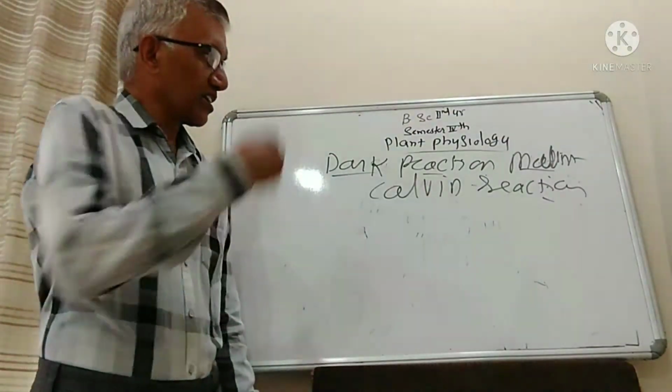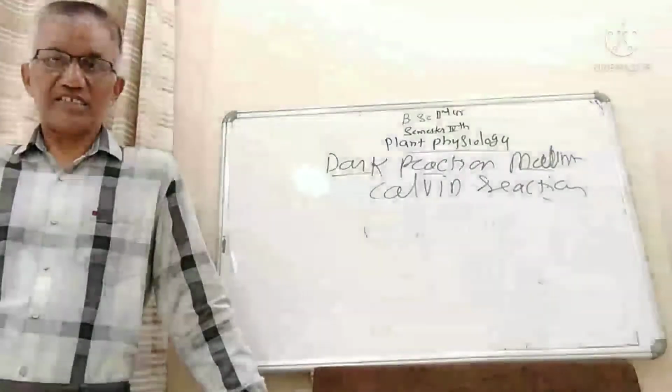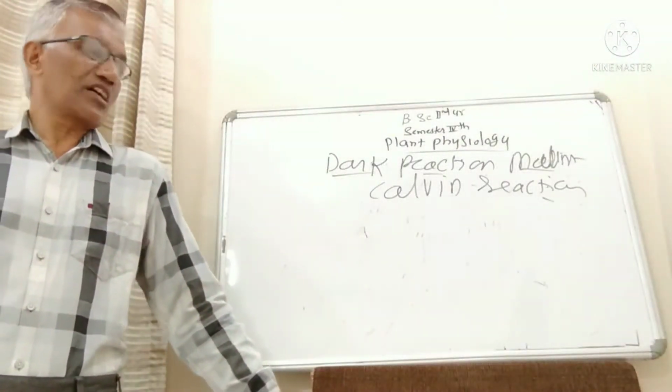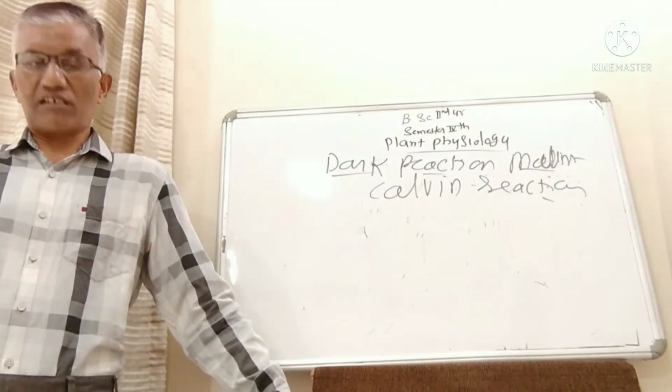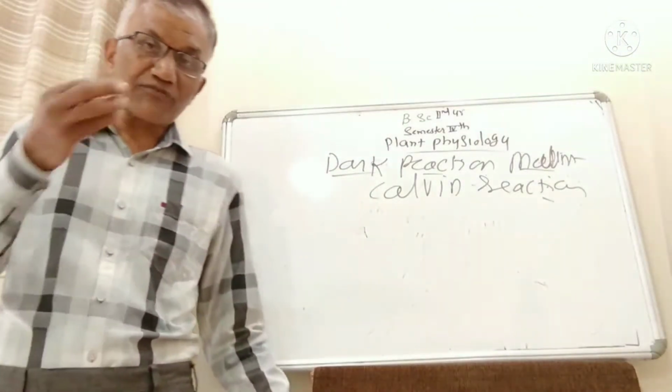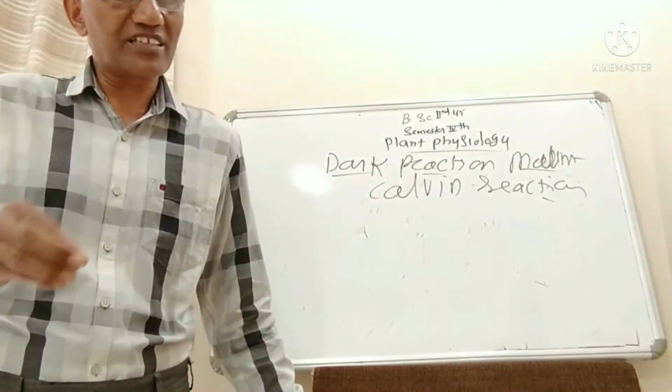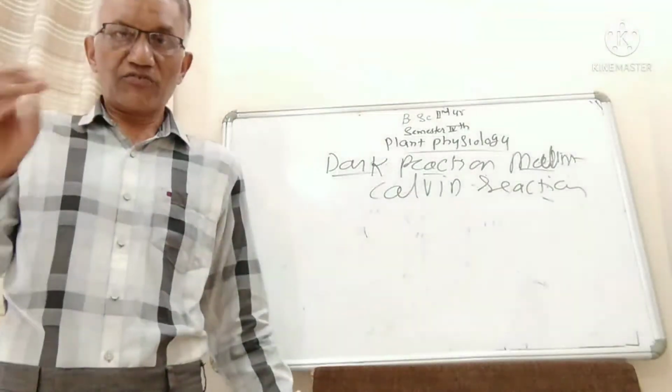So many pathways have been proved during carbon dioxide fixation, that is C3 pathway, C4 pathway and CAM pathway. So these are the different ways in which carbon dioxide fixation takes place.